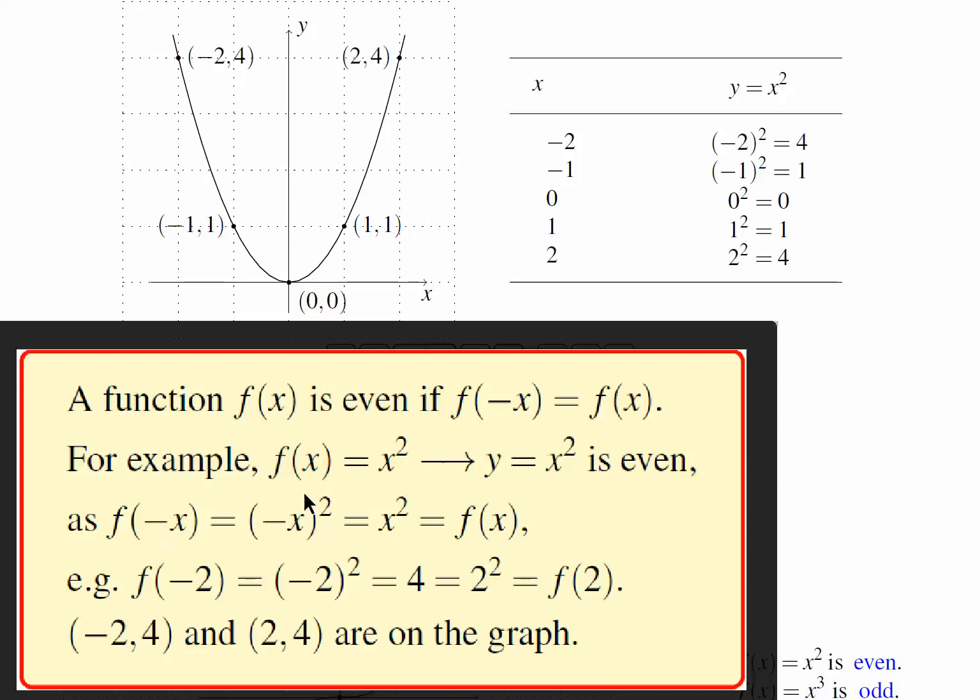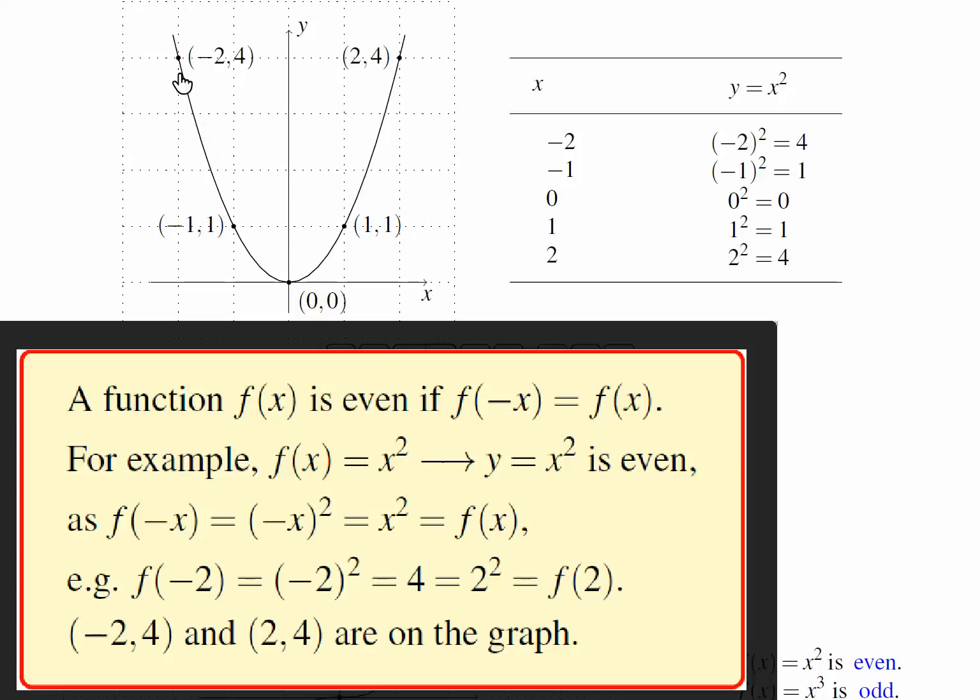When we replace x with negative x, then this x will be replaced by negative x. Square it, negative comes to be positive, so x squared, which is f of x. This basically tells us for negative 2, you square it, you get positive 4 for y value, and which is positive 2 squared, which is f of 2.